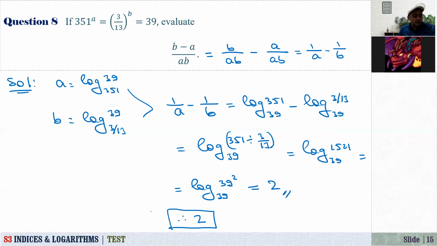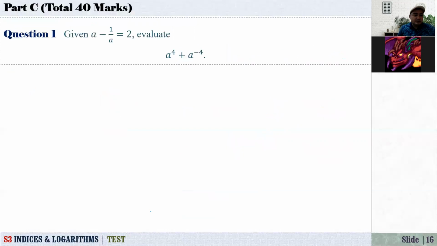Now we have 6 questions in part C. Let's see how much we can do. We are running out of time anyway. Part C. Given that a minus 1 over a is equal to 2, evaluate this.